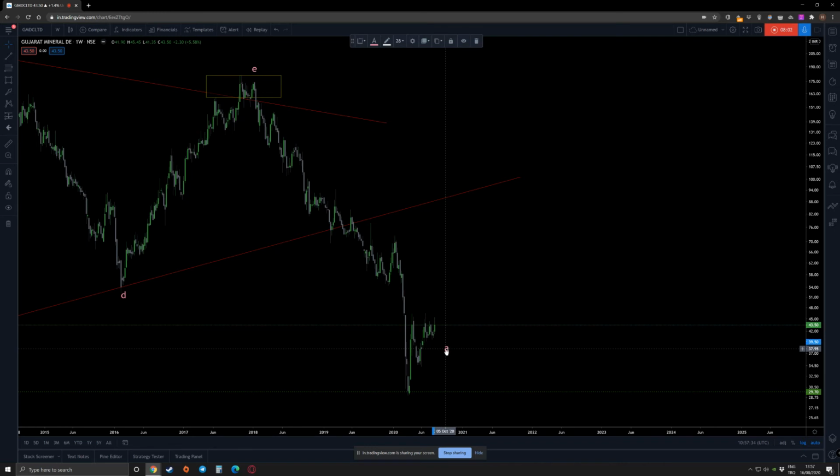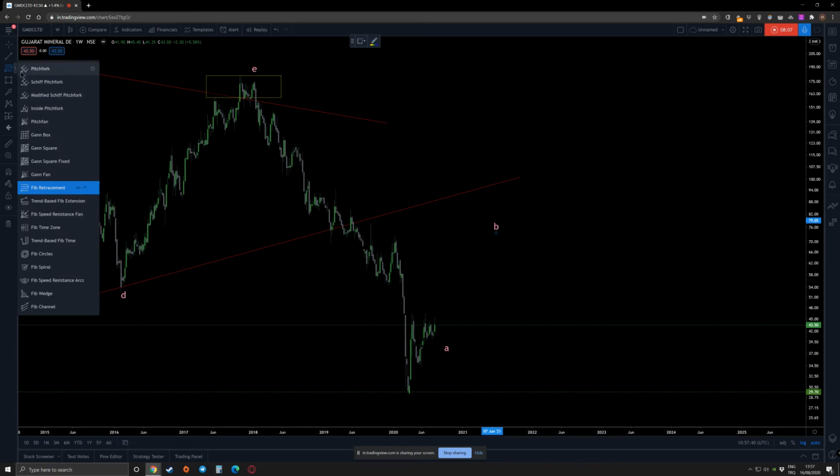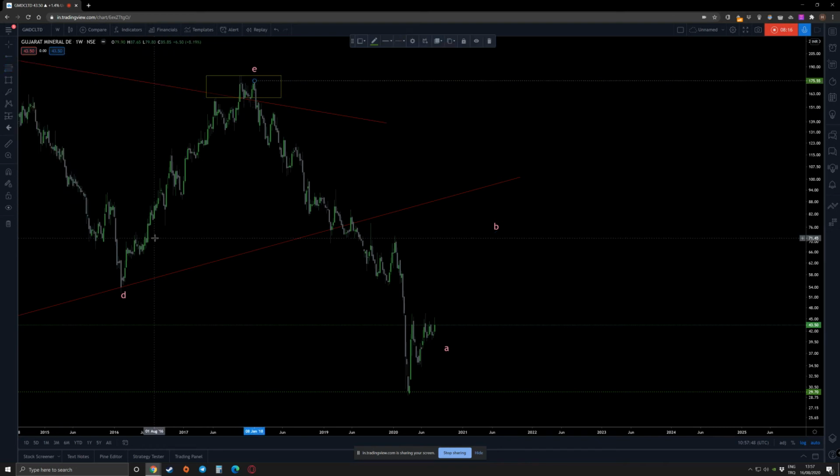Then after this, we should see a B wave. Where would I expect the B wave? Well, I would like to see 618. So for this, what I would do is something like this. First, this is the end of the E wave, and if this triangle somehow breaks to the upside, when it breaks to the upside, I will put my wave A there, because I do not think that this is the A wave. I think it looks like A, B, C, D, E here, some sort of like this.